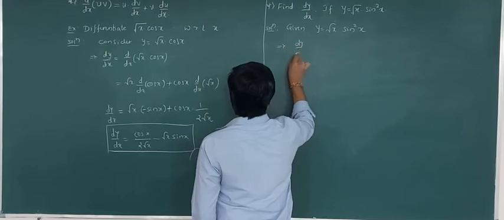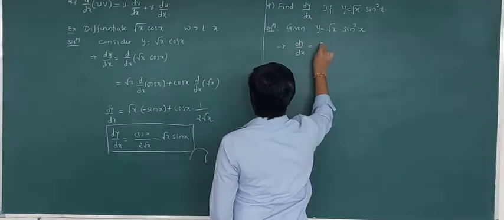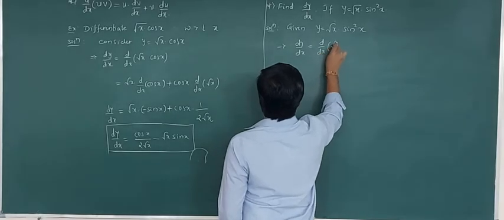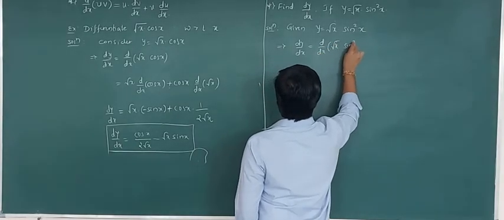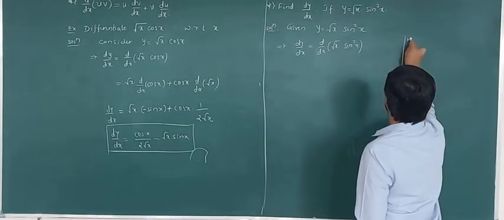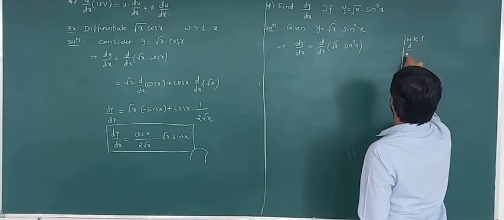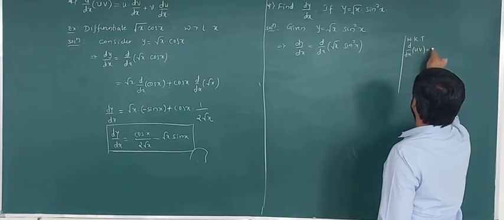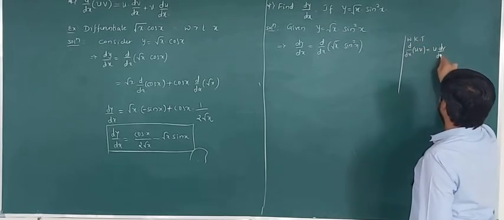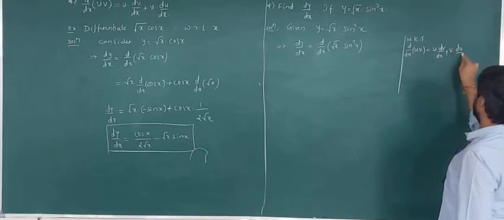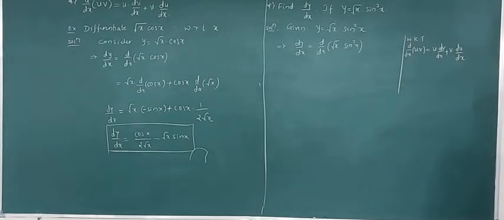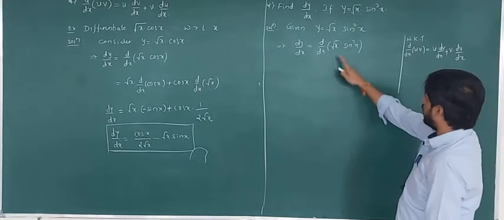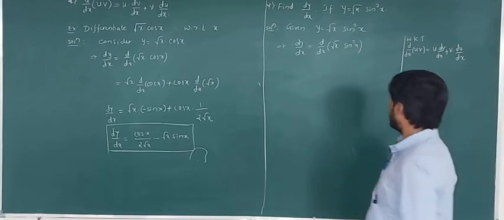Differentiating on both sides, we get dy by dx is equal to d by dx of root x into sin square x. And we know that d by dx of u into v is equal to u into dv by dx plus v into du by dx. So comparing those two, here u equal to root x and v equal to sin square x.